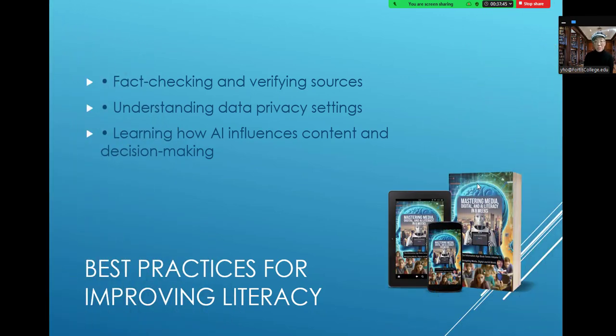So best practices for improving literacy is you have to fact check and verify your sources to make sure that the source exists. Understand data privacy settings, learning how AI influences content and decision making. And if you take a source from AI, I learned the hard way. I originally would just ask Perplexity and ask if the source exists. That's another way of doing it.